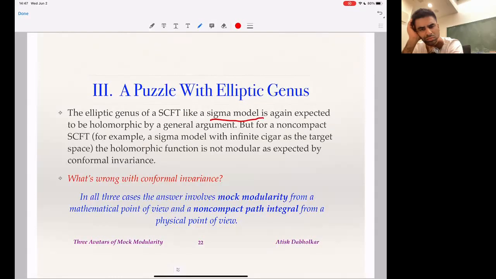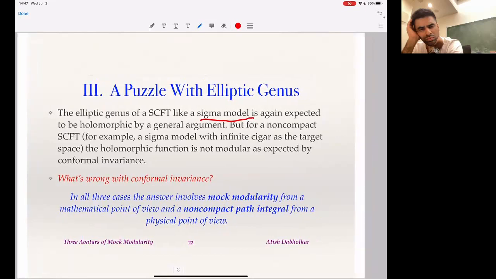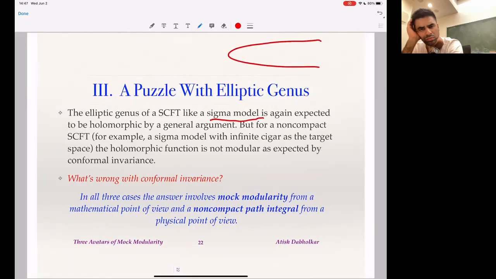the function that I wrote down before, the B function, which has nice Jacobi form properties. However, if you compute it for a non-compact manifold like a cigar, for example, which can be represented as some kind of SL2R coset, for a cigar geometry which is non-compact, you find that the elliptic genus actually is not modular. If you just keep the holomorphic part, you can get a modular object, but then it is not holomorphic. So what is wrong with conformal invariance? Because this would be something wrong with conformal invariance. Modularity, as I told you, was a consequence of the fact that the path integral was conformal invariant. So in all these three cases, the answer involves Mock modularity in a very essential way.